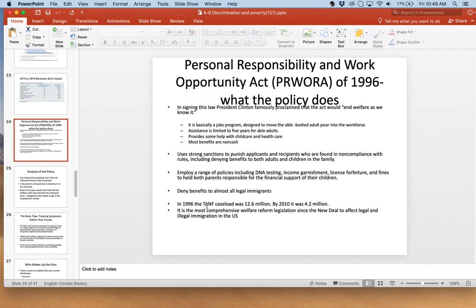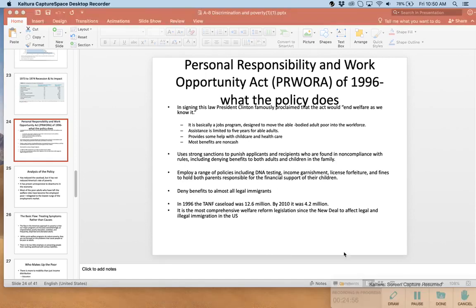In 1996, the TANF, Temporary Aid to Needy Families, caseload was 12.6 million. This was before the Act was passed. In 2010, it was 4.2 million. Almost how many people? Almost over 10 million people were pushed off the welfare caseload. Not because the policies worked very well, but because the qualifications to getting these benefits were very stringent. That's what you need to do when you're analyzing such a policy.